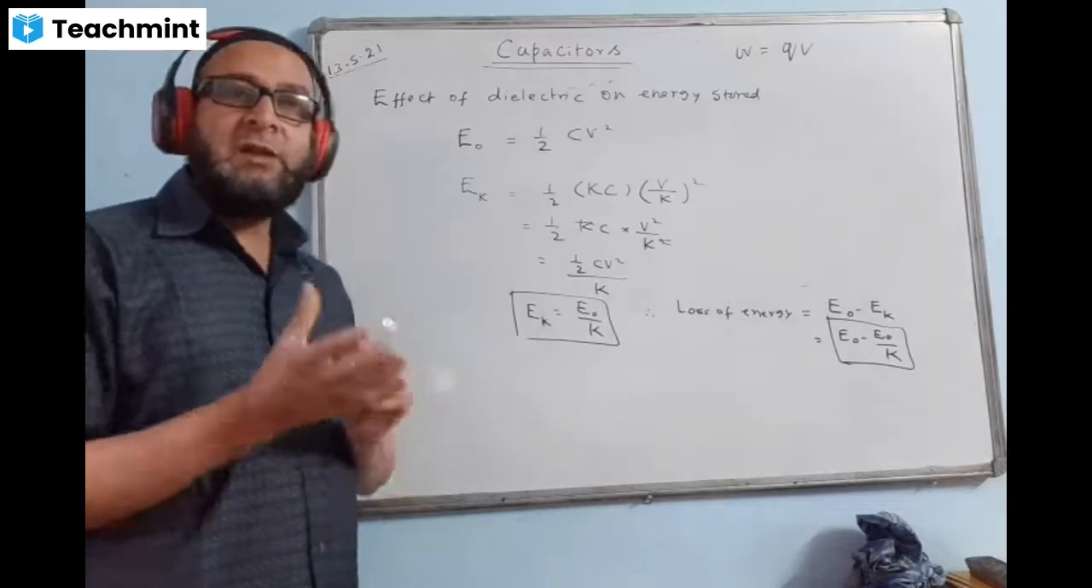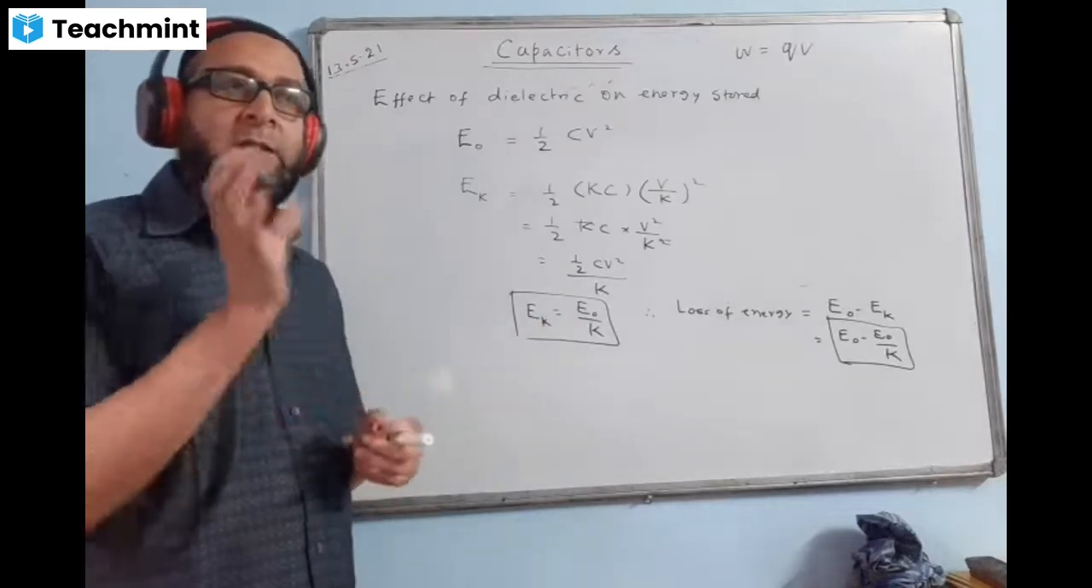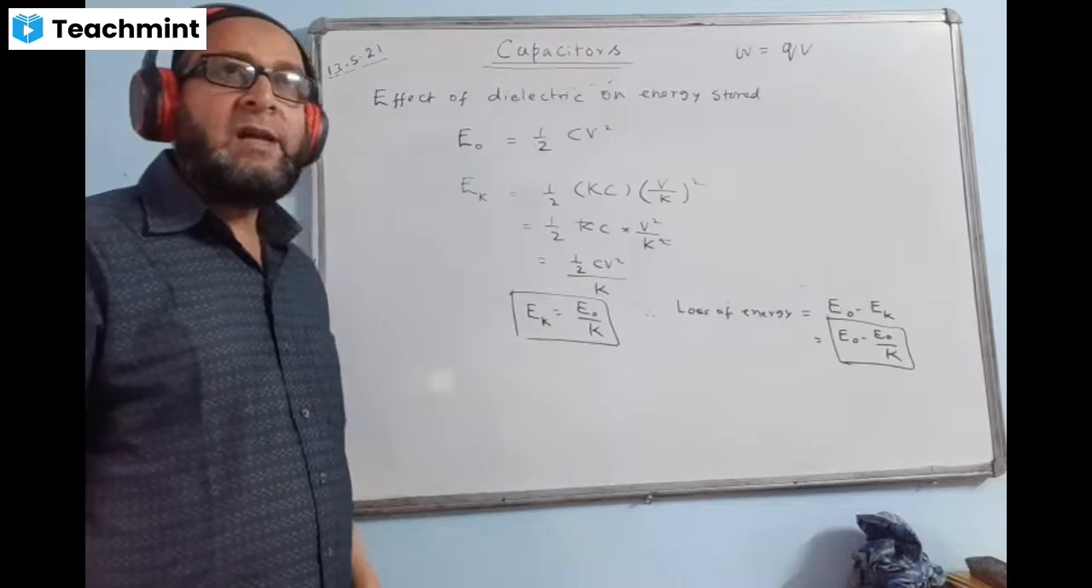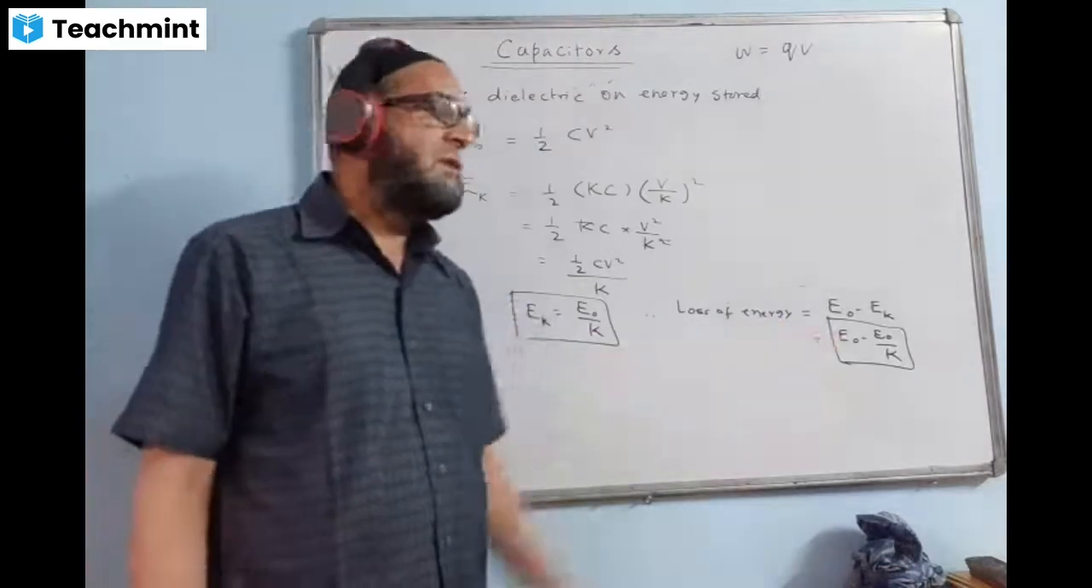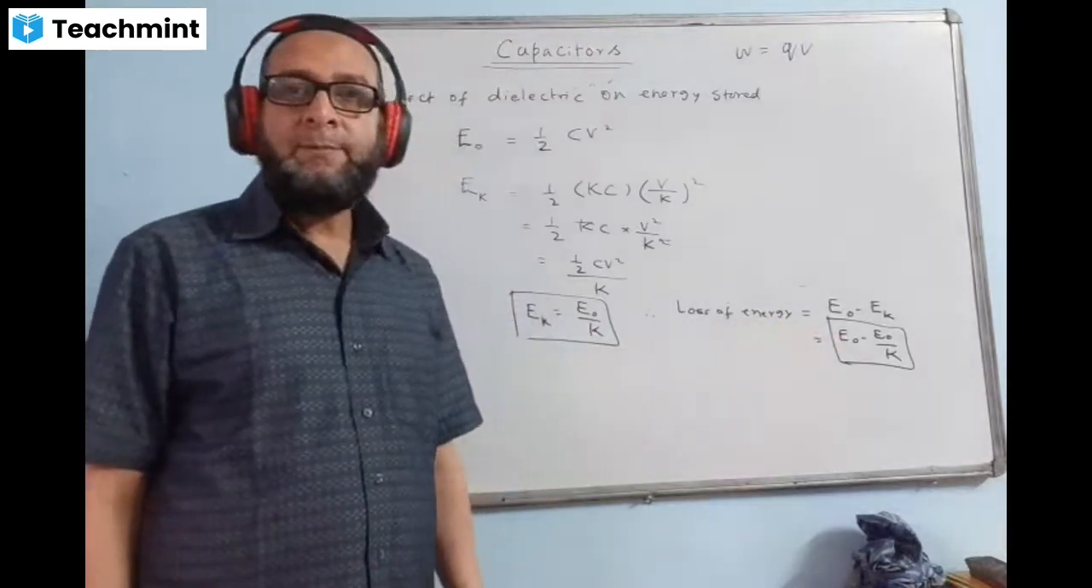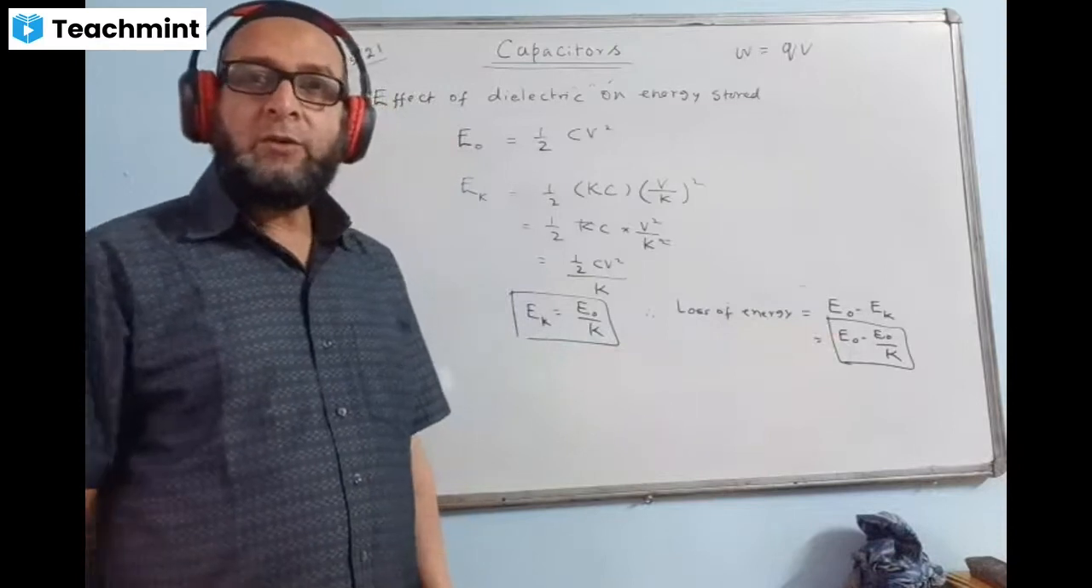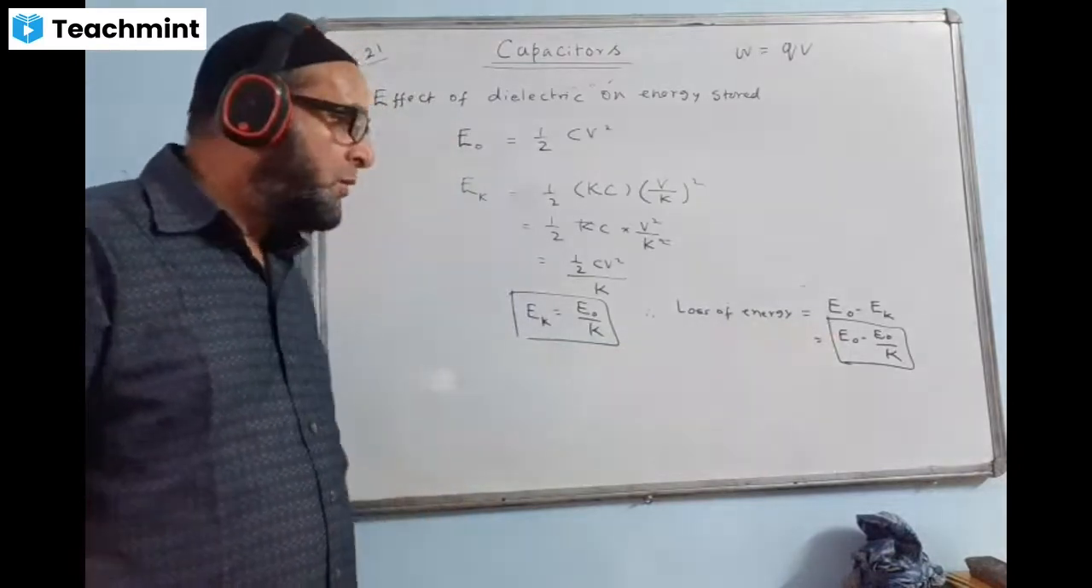What is the change in the energy or what is the loss of energy by introducing a dielectric medium? So this is the value of loss of energy, E naught minus E naught by K. You have to subtract these two values. Hope you understood this part.